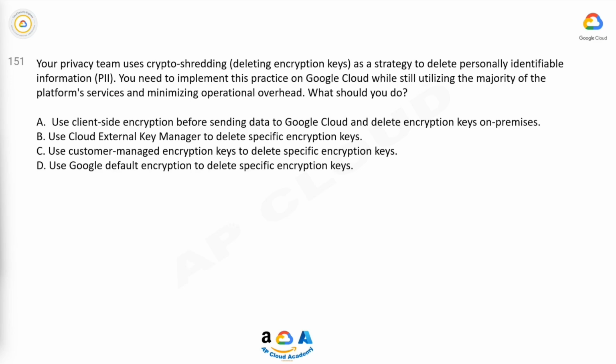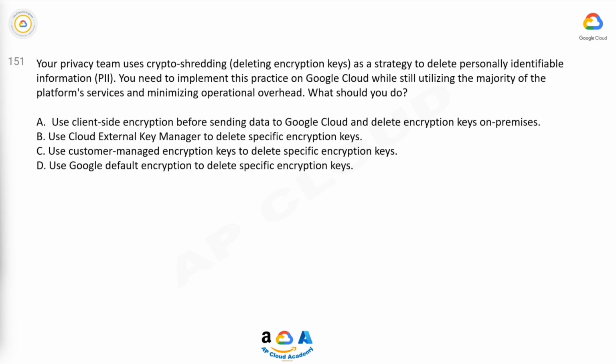151. Your privacy team uses crypto shredding, deleting encryption keys, as a strategy to delete personally identifiable information, PII. You need to implement this practice on Google Cloud while still utilizing the majority of the platform's services and minimizing operational overhead. What should you do?